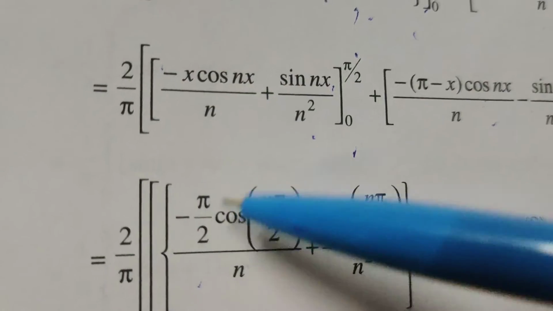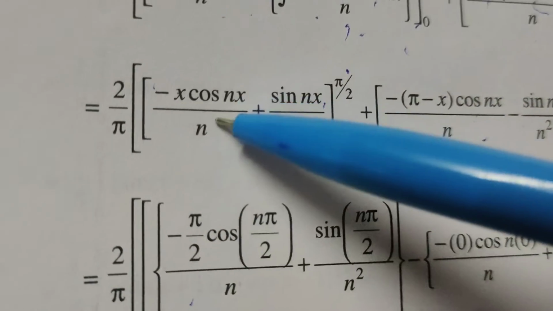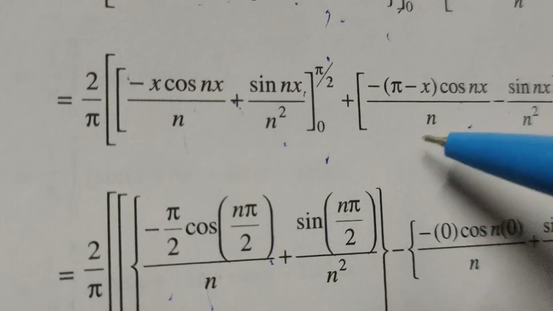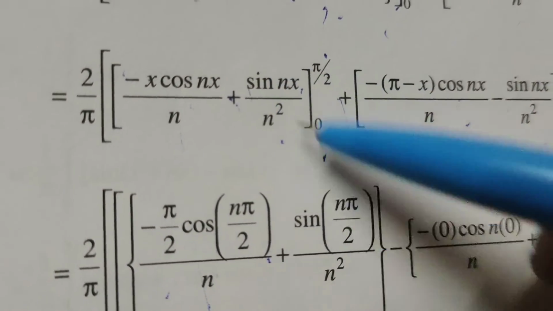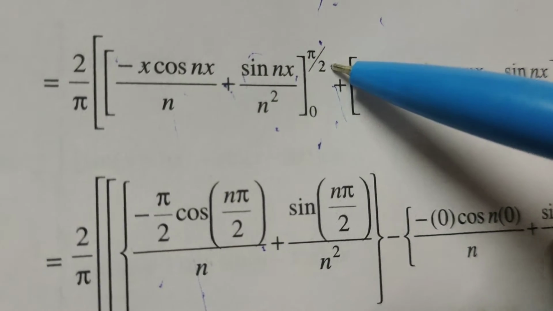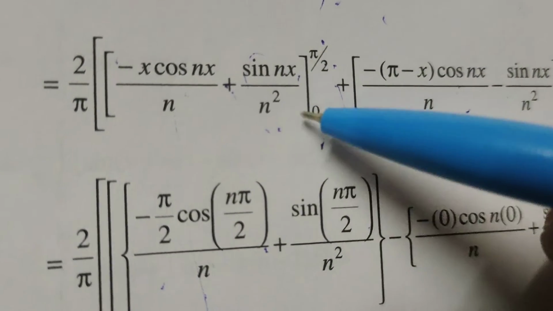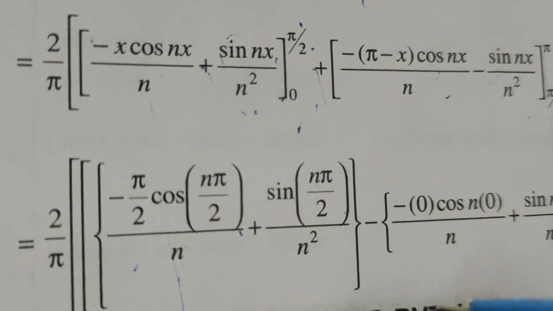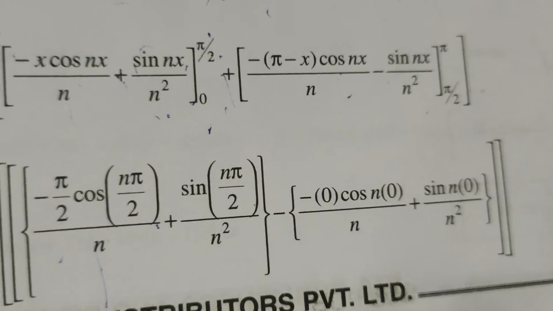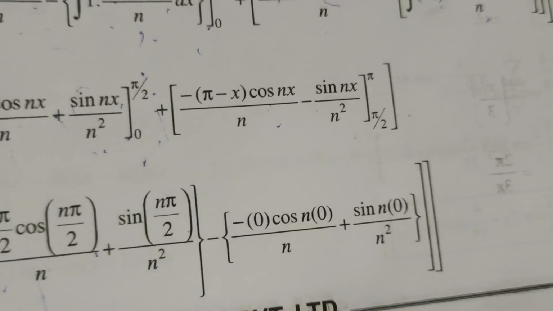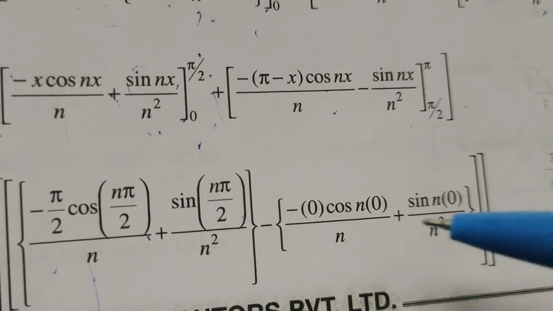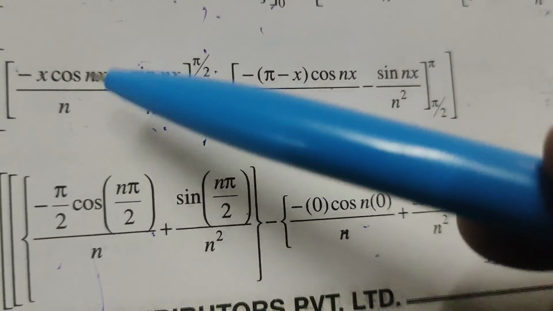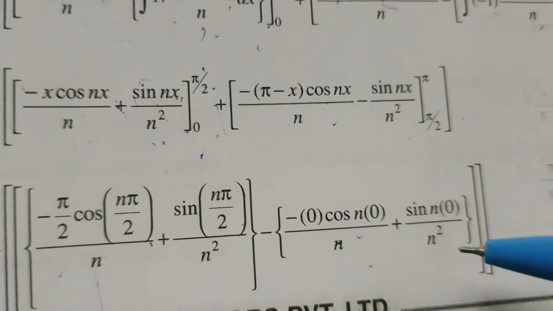Okay, 2 by pi into minus pi by 2 cos n pi by 2 by n. Next of all, 0 sin n pi by 2 by n square. Now substitute 0, this term will get 0. Next of all, see here, minus 0 into cos n into 0 by n plus sin n into 0 by n square.